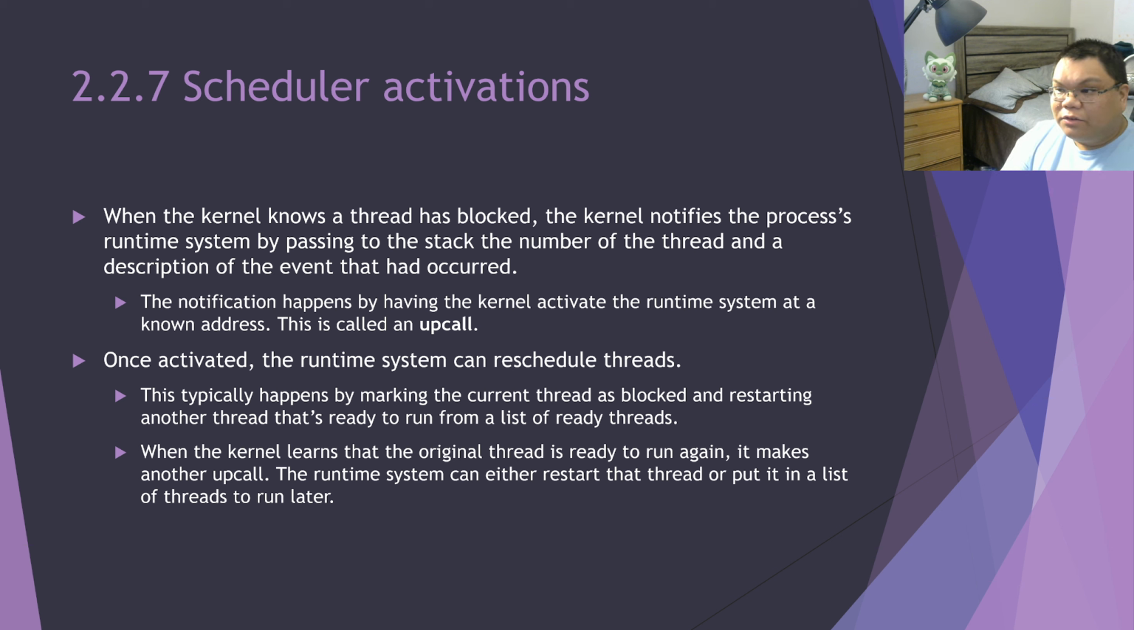When the kernel knows a thread has blocked, the kernel notifies the process's runtime system by passing to the stack the number of the thread and a description of the event that had happened. This notification happens by having the kernel activate the runtime system at a known address, and this is called an upcall. Once activated, the runtime system can reschedule threads. This typically happens by marking the current thread as blocked and restarting another thread that's ready to run from a list of ready threads. When the kernel learns that the original thread is ready to run again, it makes another upcall, so that thread can either run again, or maybe it's put into a list of threads to run later, because there might be some other thread that's also ready to run.